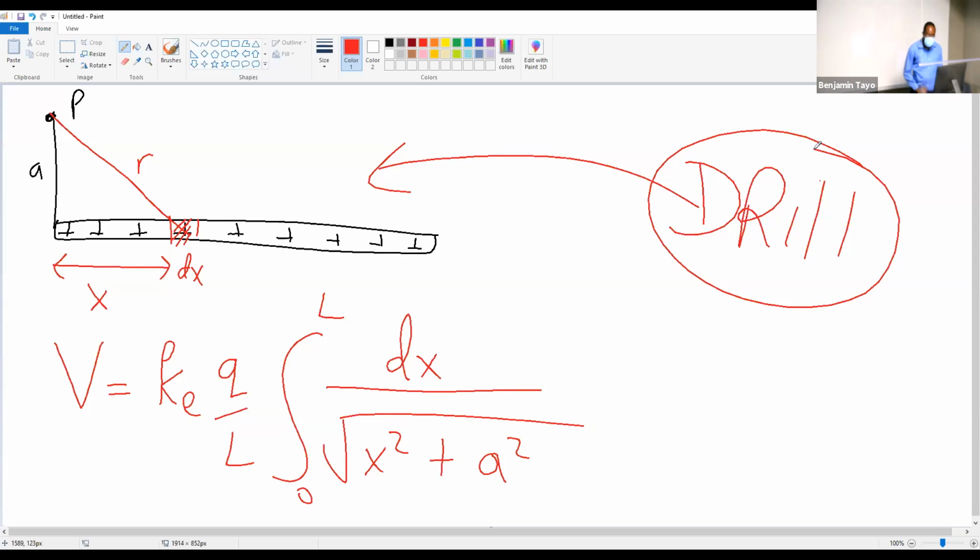And since it's a potential, there's no direction. There is no direction, right? Yeah. So no direction. It's a scalar quantity.